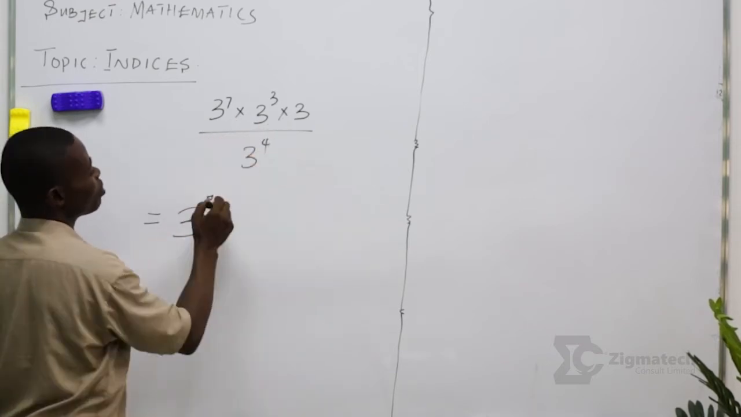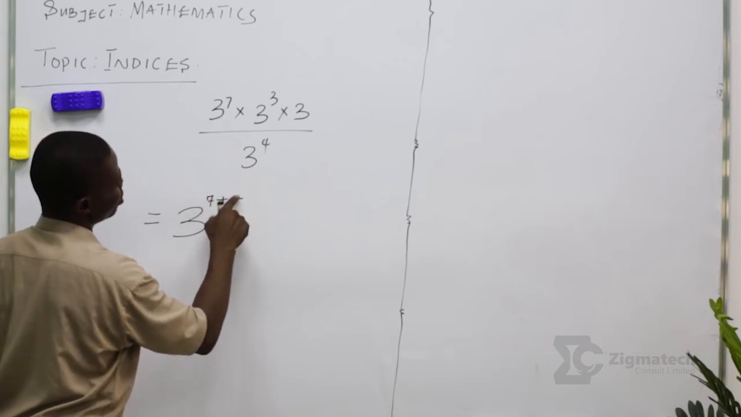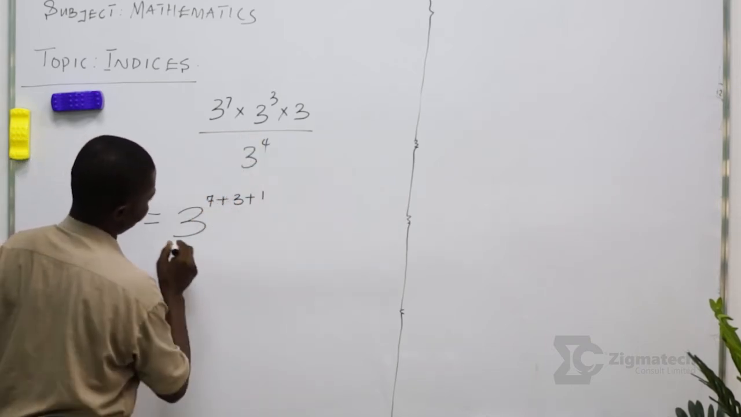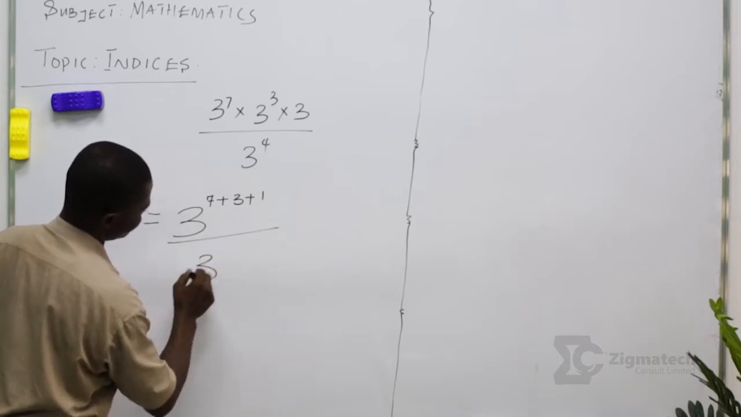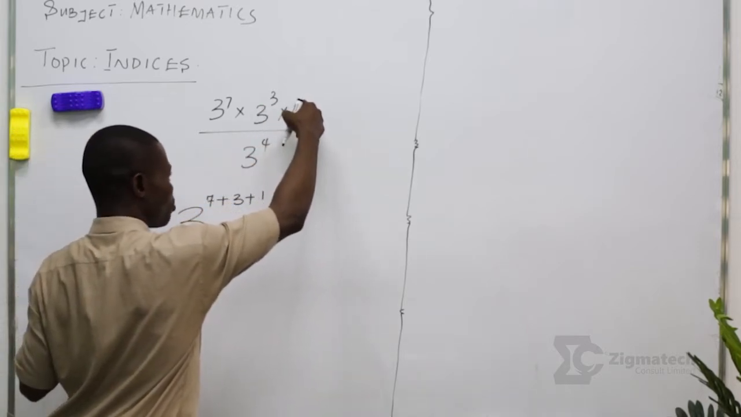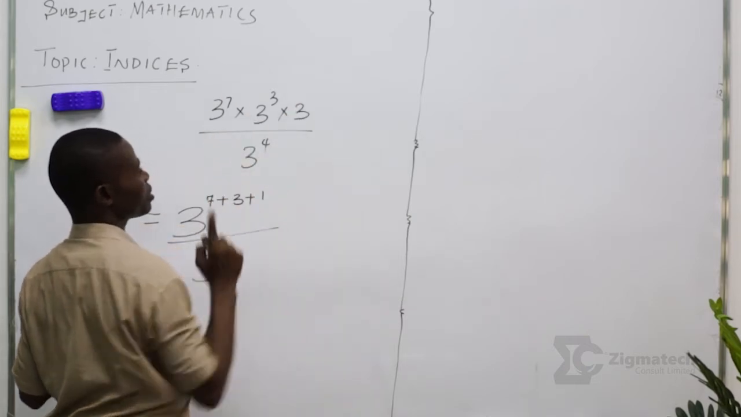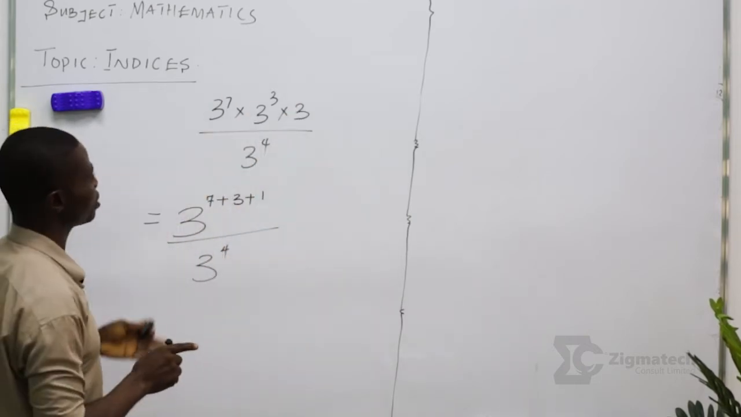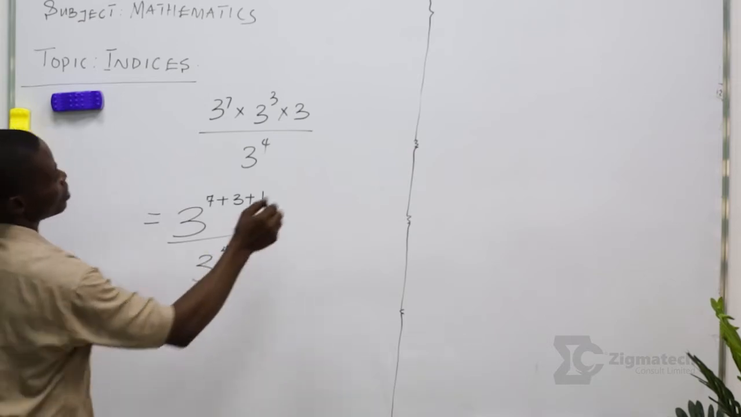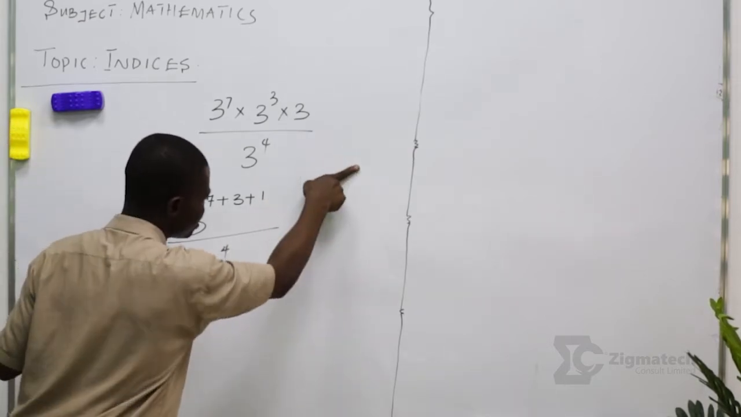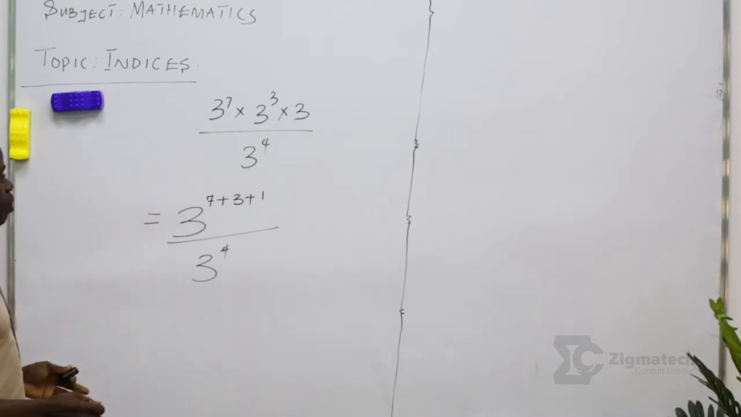Recall that multiplication means addition. Plus 3 plus 1, all over 3 raised to the power 4. Provided you are not seeing anything on top of this 3, it simply implies 3 raised to the power 1. In mathematics, you don't write 3 raised to the power 1, or anything raised to the power 1. If you are saying P, it means P raised to the power 1. You are saying Z, Z raised to the power 1.